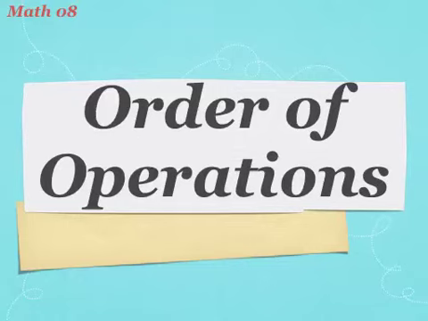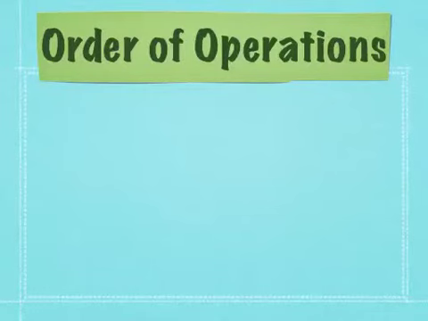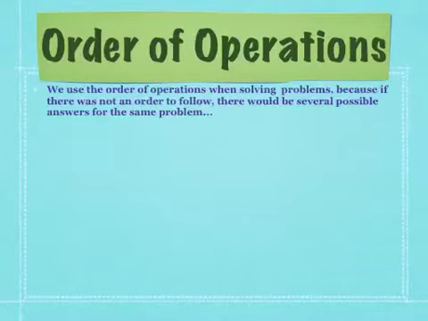This lesson is over order of operations. The order of operations is important because we use it when solving problems. If there was not an order to follow, there would be several different answers for the same problem. So we needed an order, or a set of rules to go by, so that we could all be on the same page.